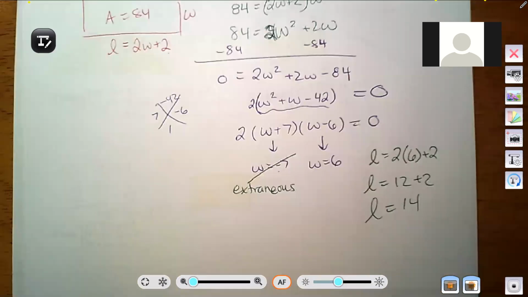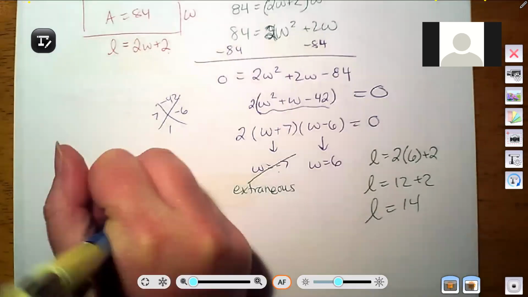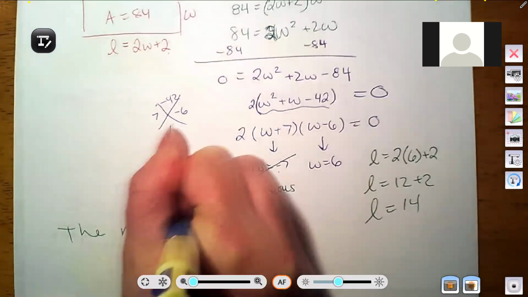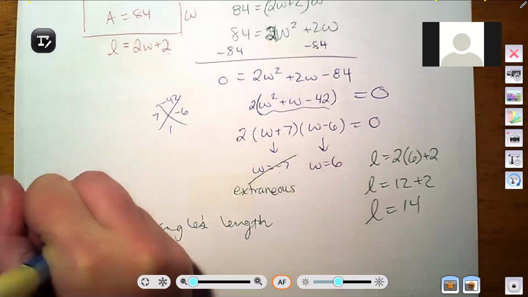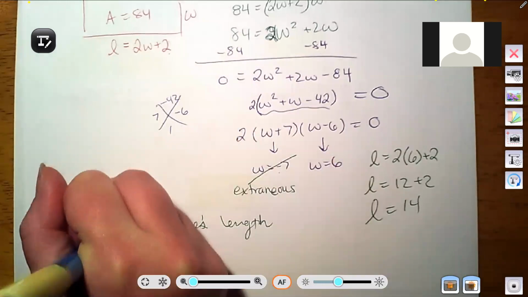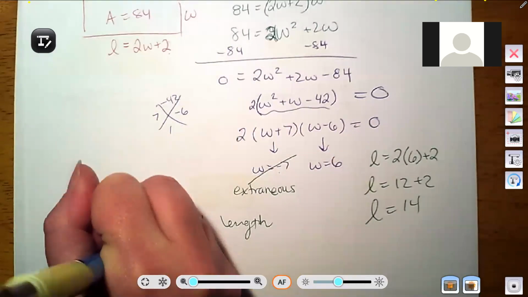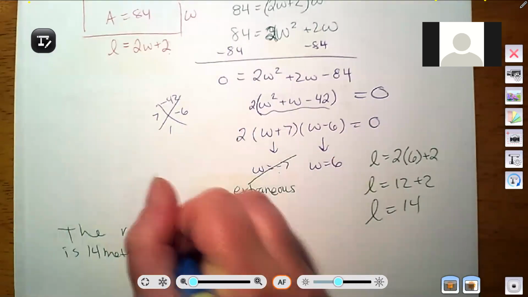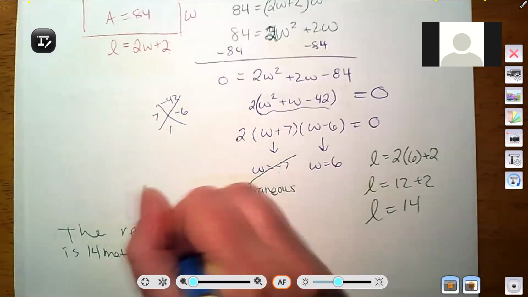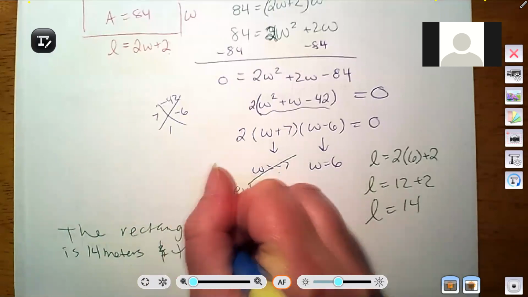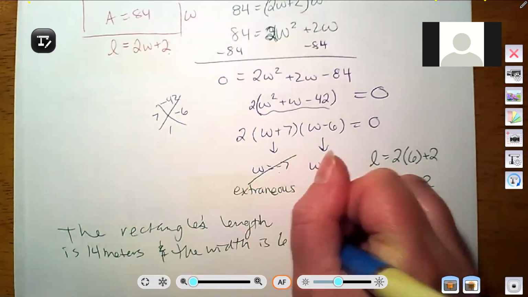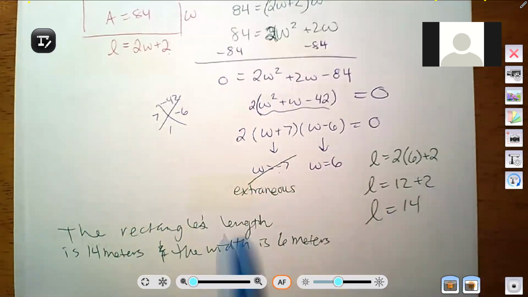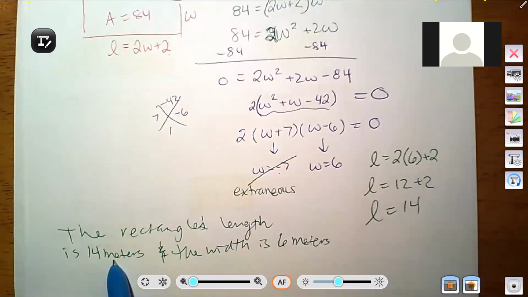And then answer in a sentence. The rectangle's length is 14, and that was meters, and the width is 6 meters. So I say what I'm measuring, width or length, how much, the 14 or the 6, and in what unit, meters.